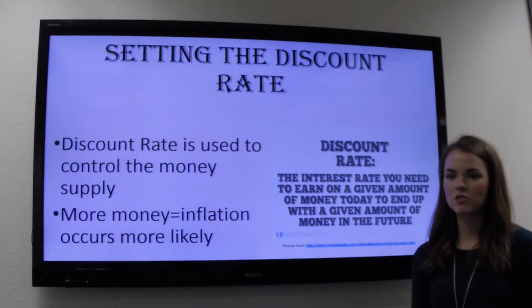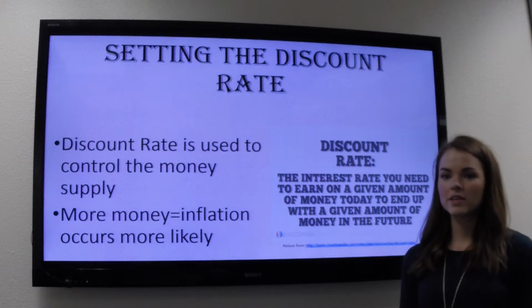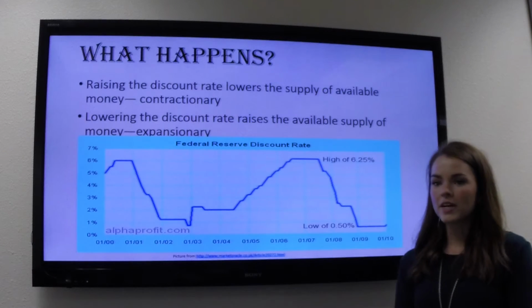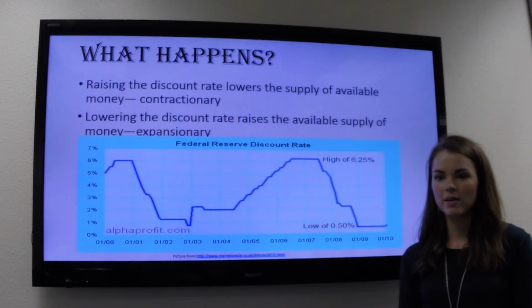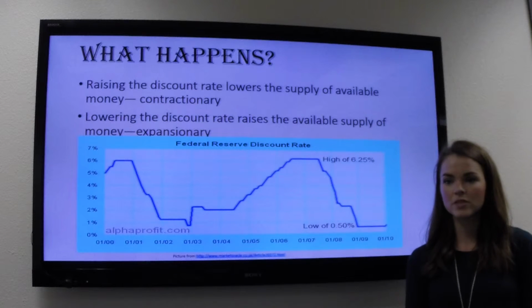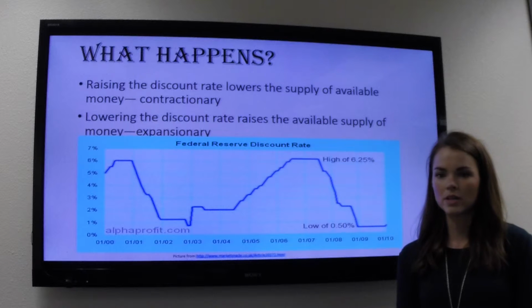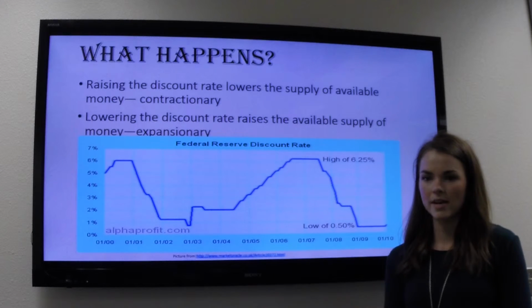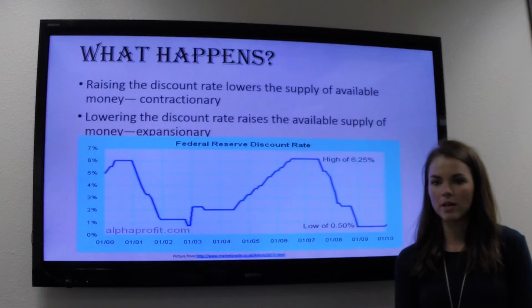Discount rate is used to control the supply of available funds. When there is more money available, the more likely inflation will occur. A contractionary tool is raising the discount rate, making it more expensive to borrow, which results in the supply of available money being lowered. An expansionary tool is lowering the discount rate to bring the interest rates down, which results in a rise of the money supply.